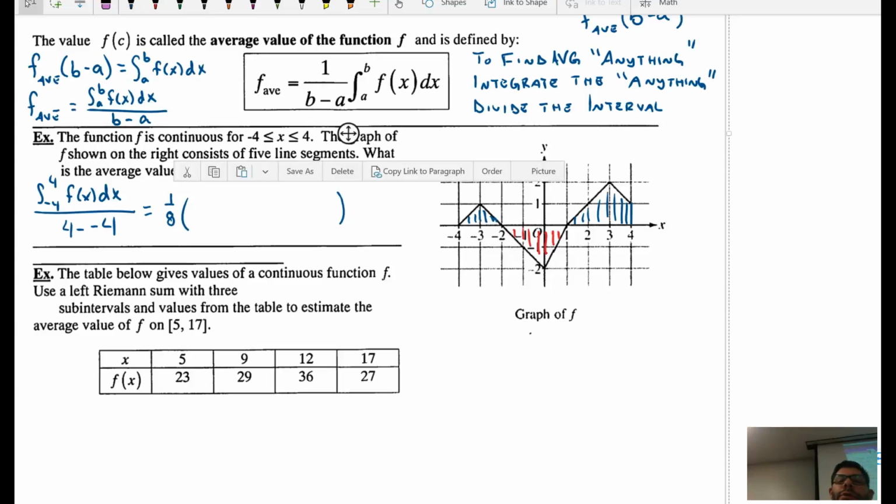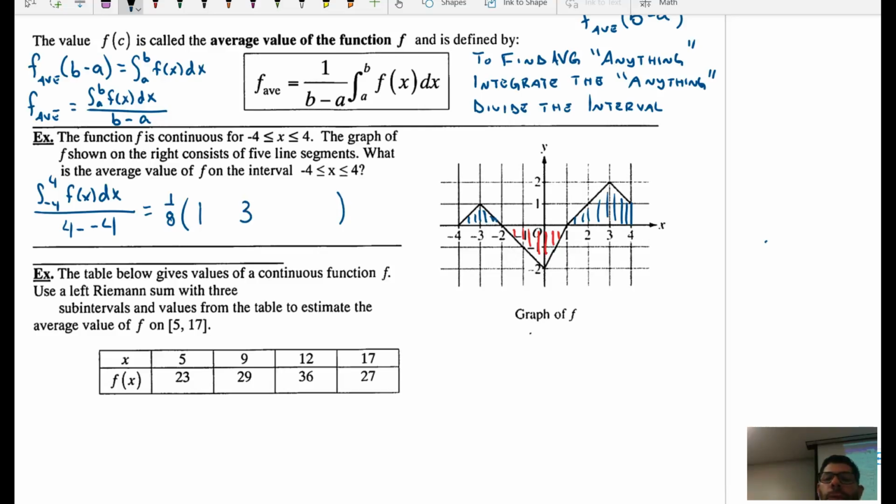What's the area of that first triangle? 1. This second one is 3. And the last one? It's not a rectangle, but it's a trapezoid. Yeah. So, are you saying could we turn the trapezoid, or not just the trapezoid, and have the area from 2 to 4 be a rectangle and a triangle? Sure. Yeah.